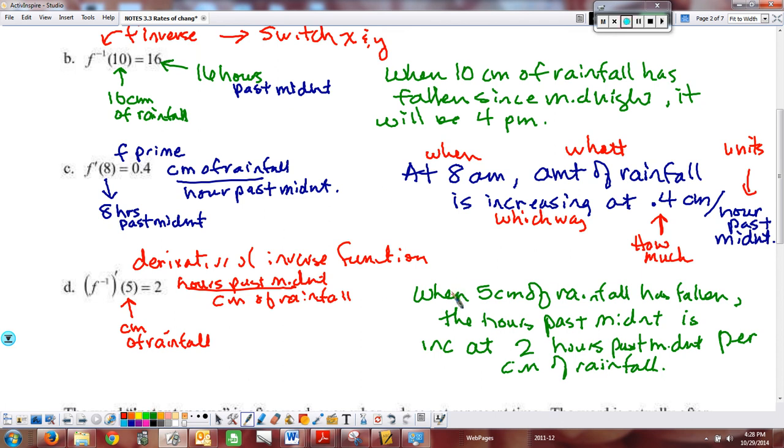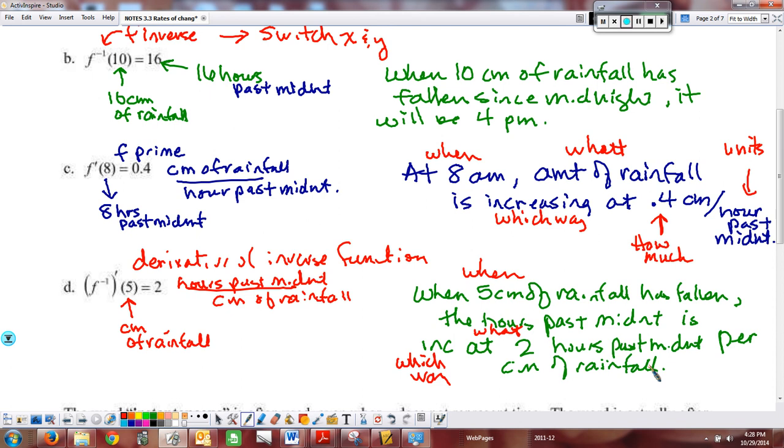When you're interpreting this, you want to make sure that you're putting it in terms of your when, your what, which way, how much, and your units. You're doing exactly the same thing, and you have to really have it straight in your head. Now, yes, in this example, that's not the best example because the rainfall collecting is not really changing how fast time is going, but it is this idea of being able to interpret it and write it down.